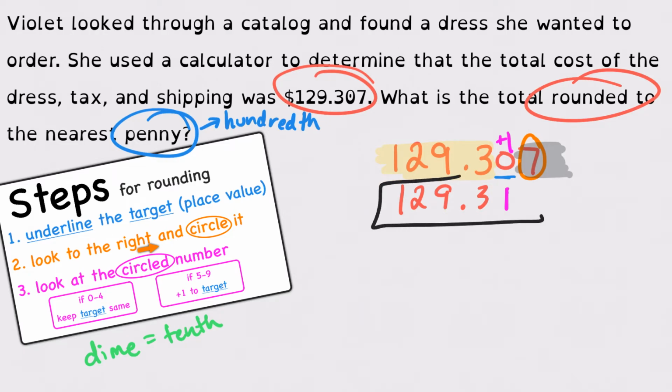And so this is our answer. And we can put a $ sign on it because remember, in the original problem, it was money. And this time when we read it, it'll actually sound like normal money since it only has 2 decimal places. So we were looking for what is the total rounded to the nearest penny? Well, let's put it in a complete sentence. Her total was $129.31 when rounded to the nearest penny.